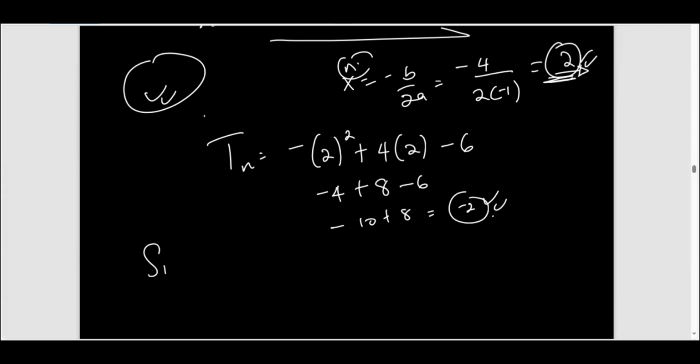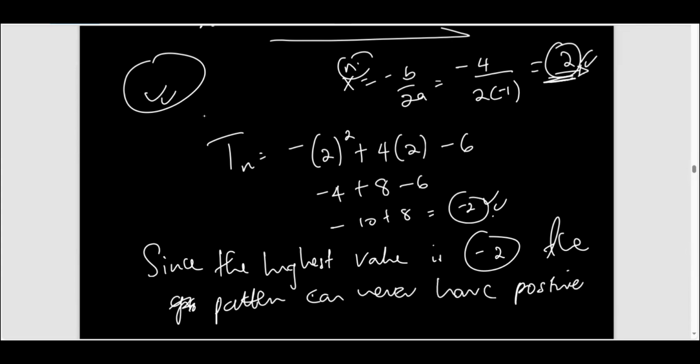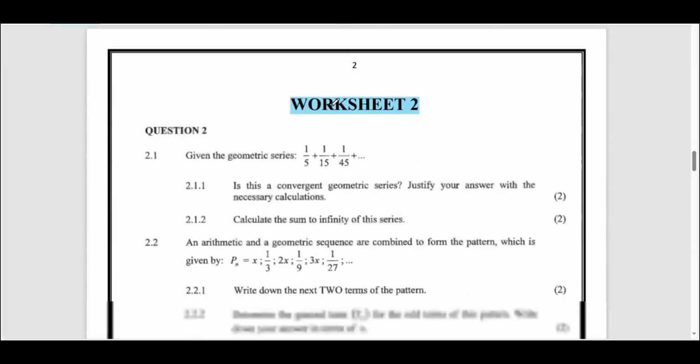So we can say that since the highest value is negative 2, the graph or the pattern can never contain positive values. Remember, our terms are just the y values. So that is what I would have done with this particular worksheet. All right, so let's look at the second worksheet.